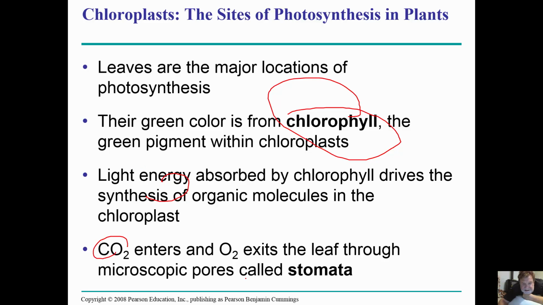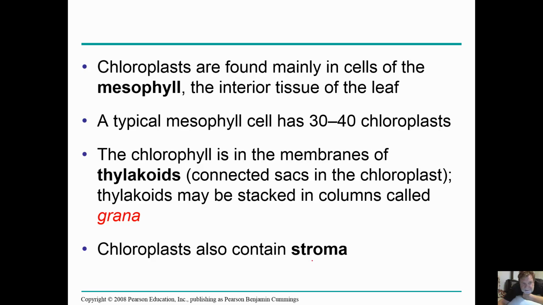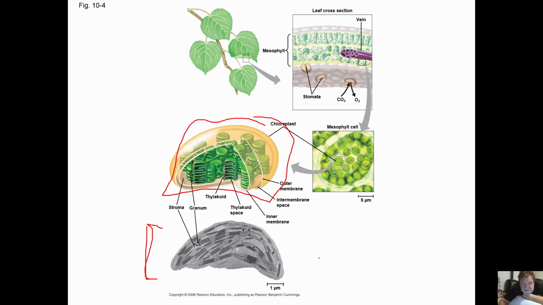The green from plants comes from chlorophyll, which is the green pigment in chloroplast. Carbon dioxide enters, oxygen exits the leaf through microscopic pores called stomata, and the chloroplasts are mainly found in a type of tissue called the mesophyll. The chlorophyll is in the membranes of the thylakoids. Okay, and it's stacked in columns called grana, and chloroplasts also contain stroma, and we'll talk about these parts here.